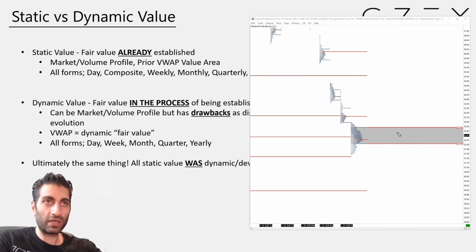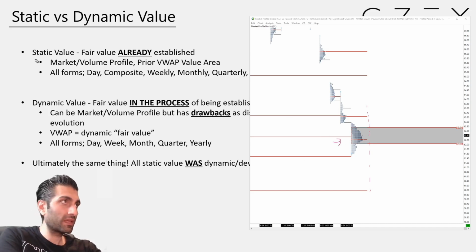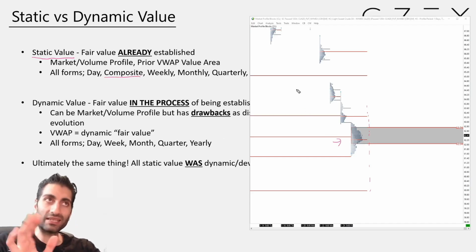So we've had the market balancing in this area. We come in to the next day. Would you agree? This is going to go into my static value hypothesis, all right? It's a composite, okay? But at the same time, just technically speaking, can you see? That's static value. Is that going to change? Is that moving? No, it's not.